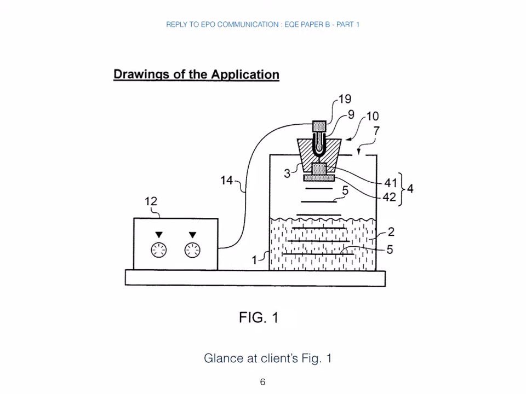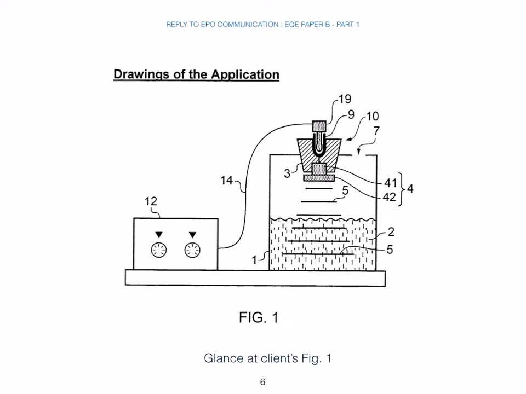Here is the client's figure 1. You can see that there's a container closure 3, which has a device 42 or 4 for sending waves 5 into a liquid in the container 1. That's all we need to notice for the time being.